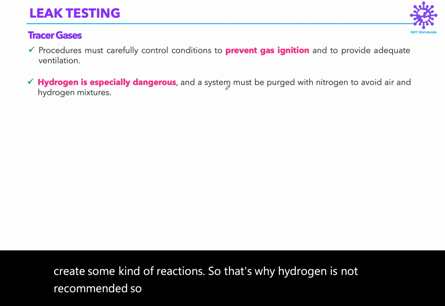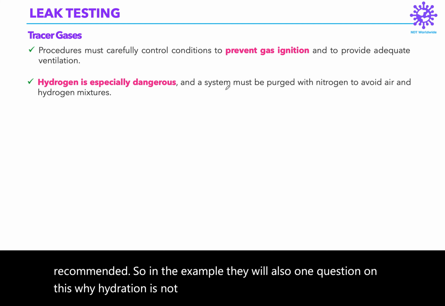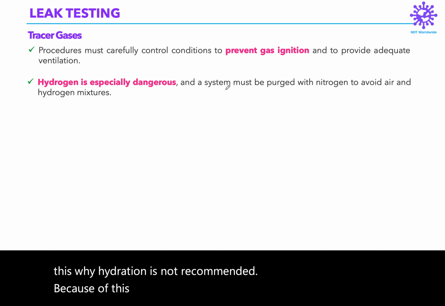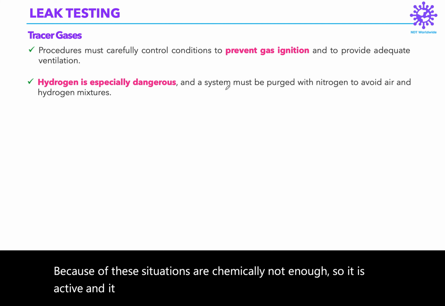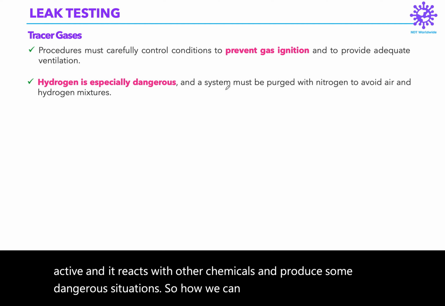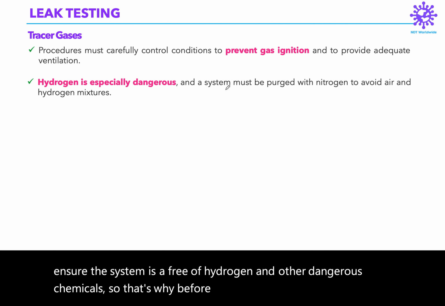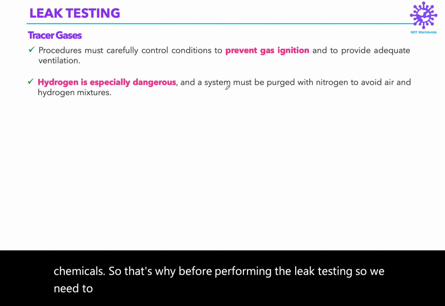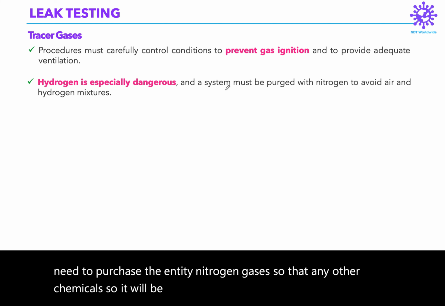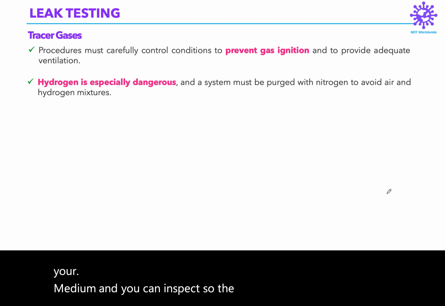In the exam they'll ask one question on this: why hydrogen is not recommended. Because hydrogen is chemically not inert, it is active and it reacts with other chemicals and produces some dangerous situations. So how can we prevent this? We need to ensure the system is free of hydrogen and other dangerous chemicals. So before performing the leak testing, we need to purge with nitrogen gas, so that any other chemicals will escape, and then you can fill with your medium and inspect. So the purging with nitrogen is important.